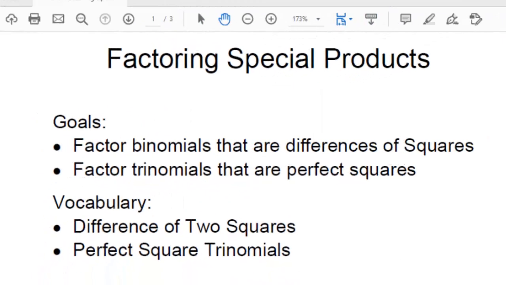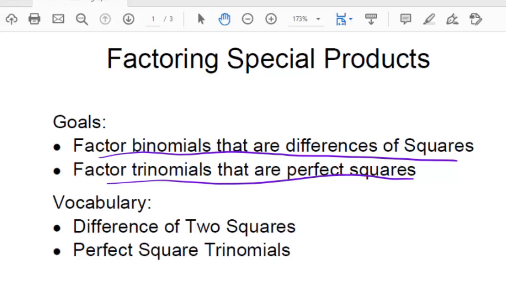Hello again. For this video, we're going to talk about factoring special products. Our goals here are to factor binomials that are difference of squares and factor trinomials that are perfect squares. We only have two vocab terms: difference of two squares and perfect square trinomials.